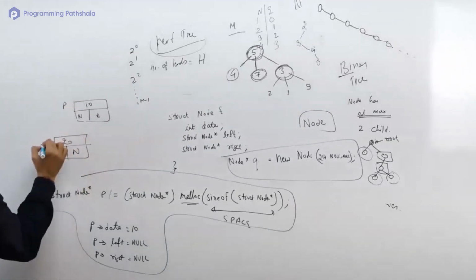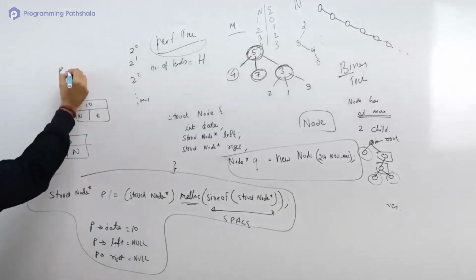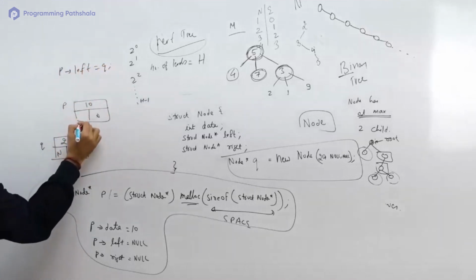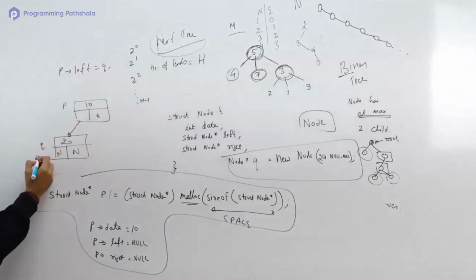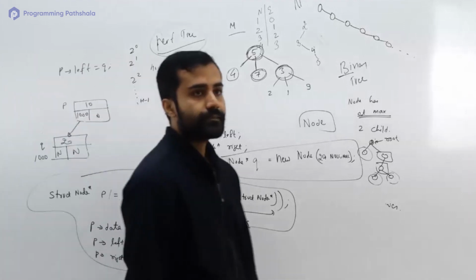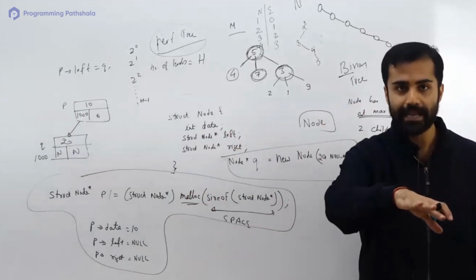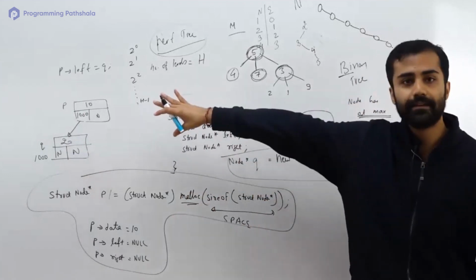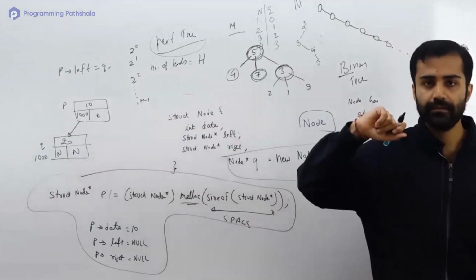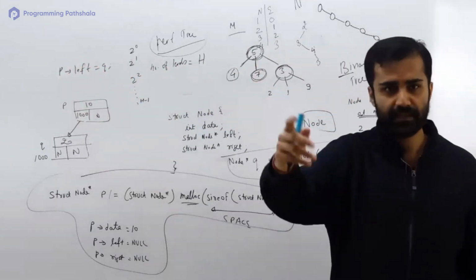Now this was p, this was q. If you want to attach this as the left child of that, you can just do p arrow left equals q. That way, this will start pointing to this. And if its memory location is, let's say, 1000, this 1000 will be recorded over here. All that I'm trying to say is you can use the new keyword, you can use malloc, whatever is present in your language, to create a new node with the desired data and the desired left and right pointers. And then you can attach them using operators like arrow operators, which are, I think, available in all the languages.